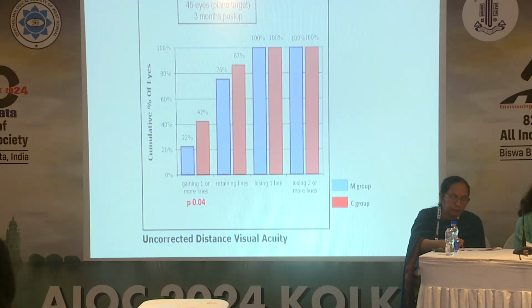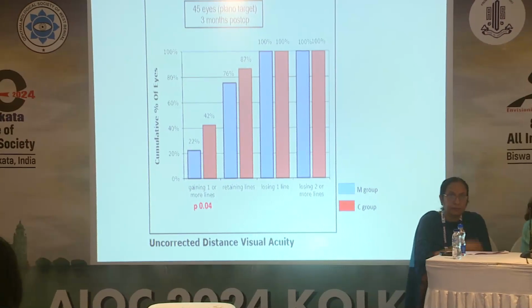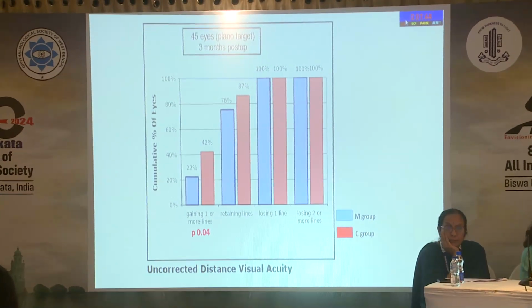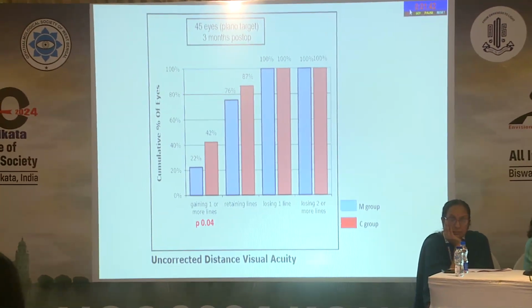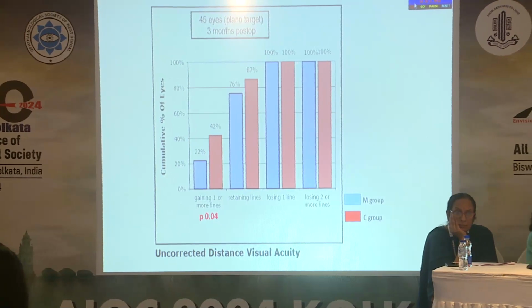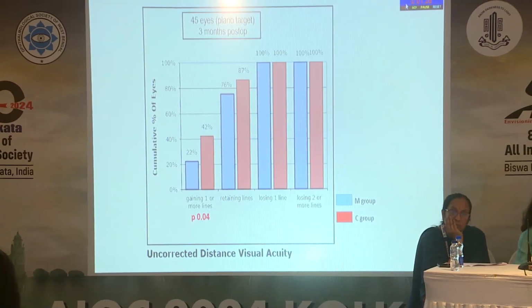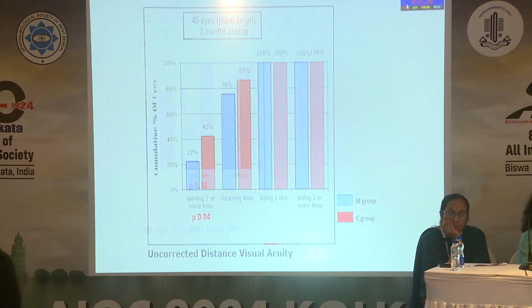But if we look at the percentage of eyes gaining a line of visual acuity post-op, in the study group 42% of eyes gained one or more lines of visual acuity, whereas in the control group 22% eyes gained one or more lines, and this value was statistically significant.